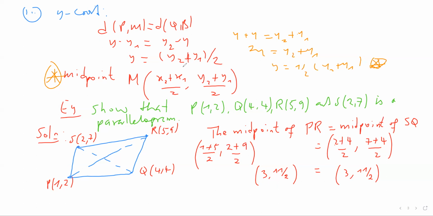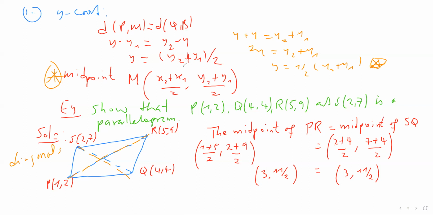So an example is if we want to show that P, Q, R, and S is a parallelogram. We know that for a parallelogram, the midpoints of the diagonals should coincide, right? So it means that the midpoint of P and R, and the midpoint of S and Q should be the same.